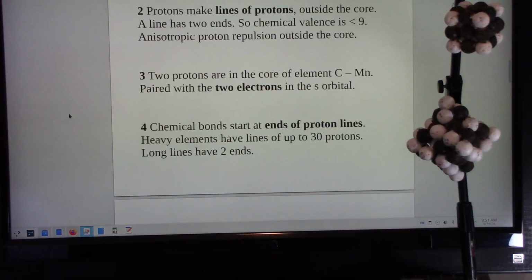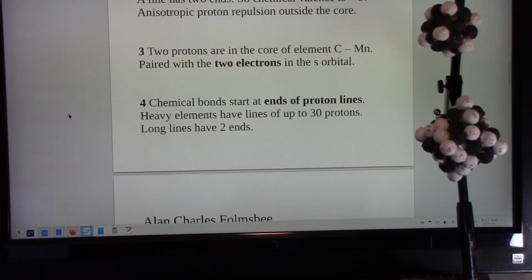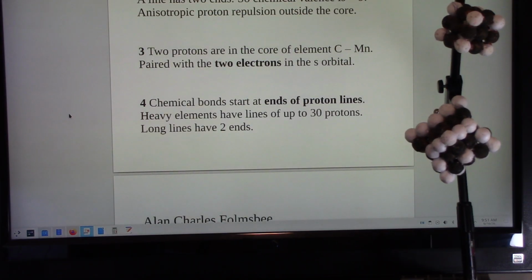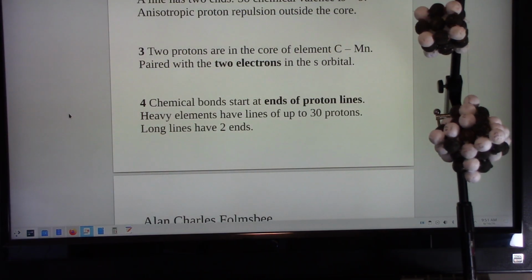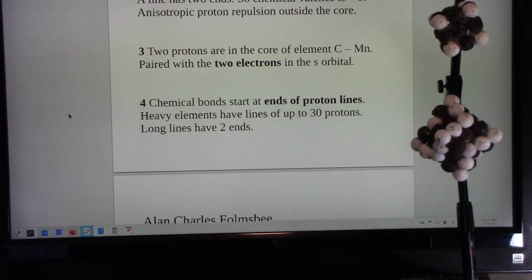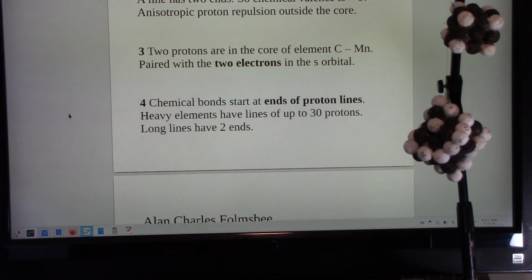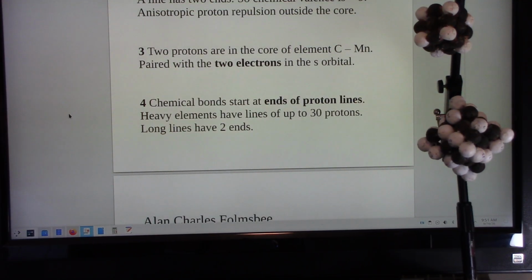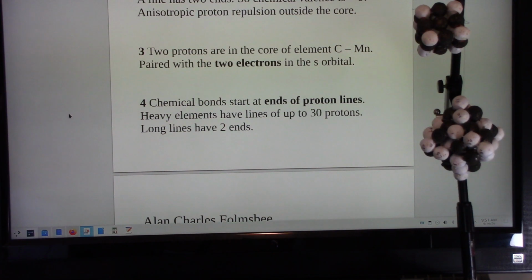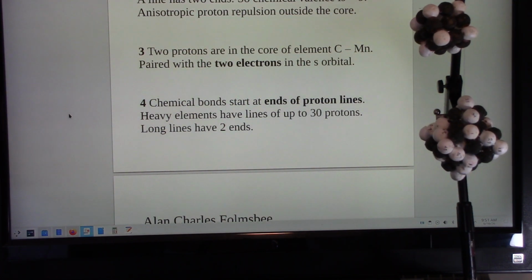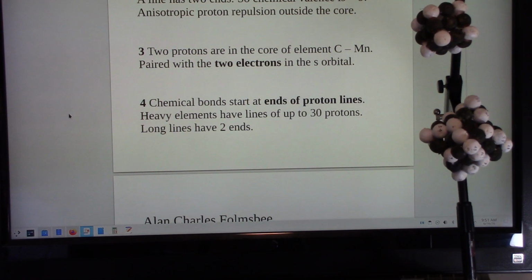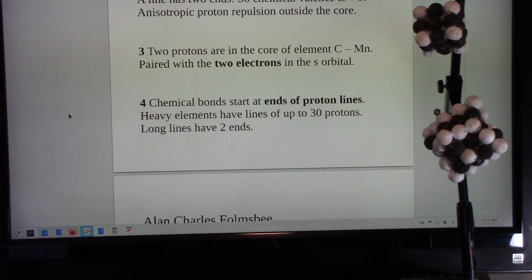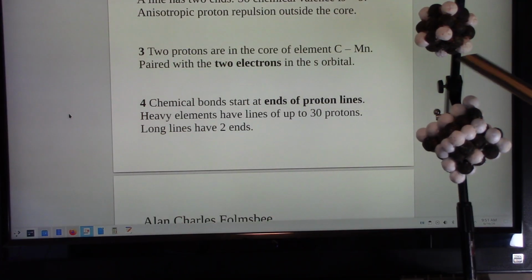So the third law is that 2 protons are in the core of elements from carbon through manganese. And the standard chemistry, of course, talks about 2 electrons in the s orbital. And see how it matches? 2 protons in the core of light elements, 2 electrons in the core of light elements, because they are connected to each other. And the fourth law is very important for chemistry: bonds start at the ends of proton lines.